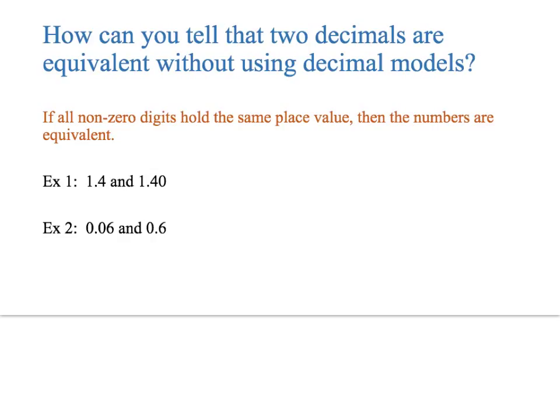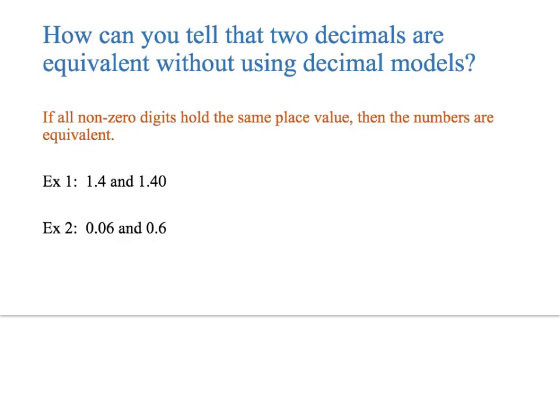Okay, so what on earth does that mean? Well, let's break this down. It says if all non-zero digits, so that's going to be any digit that is not a 0. So here in the first number, 1 is not a 0, 4 is not a 0. So if 1 is in the ones place here, there should also be a 1 in the ones place in the second number. The other non-zero digit in this number is 4. It is in the tenths place. If you look at the second number, 4 is also in the tenths place here. So we have met those two qualifications.